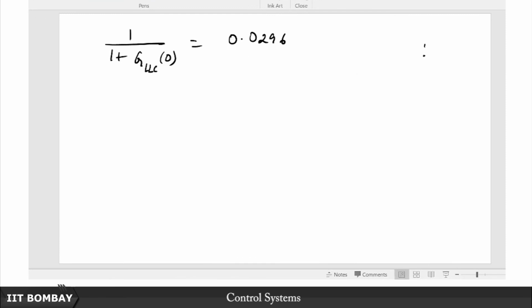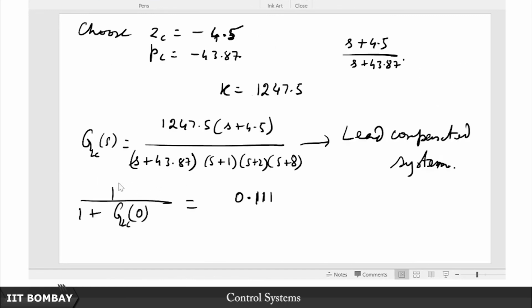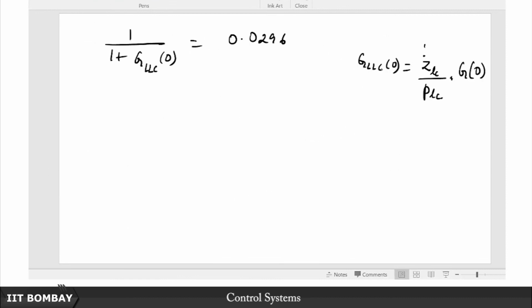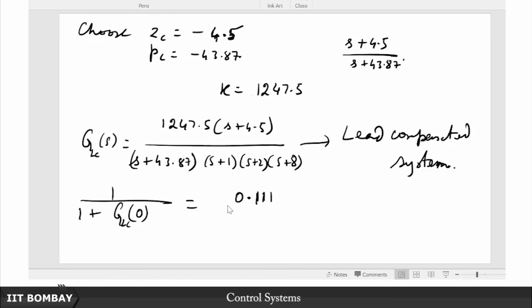We'll approximate this: G lag-lead compensated at s equals 0 is almost equal to the 0 of the lag compensator by the pole of the lag compensator times G0 for the lead compensated part only. Let me explain that a bit. Here is what we have already obtained. Based on this value, the steady state error is 0.111, that is an 11% steady state error.